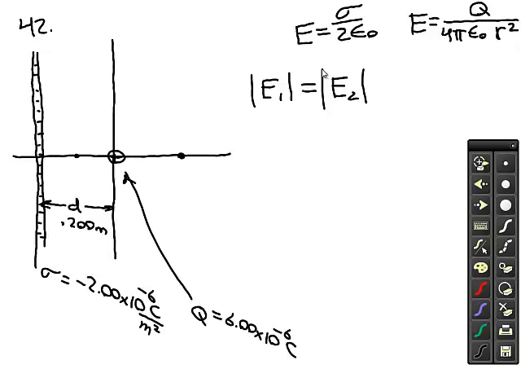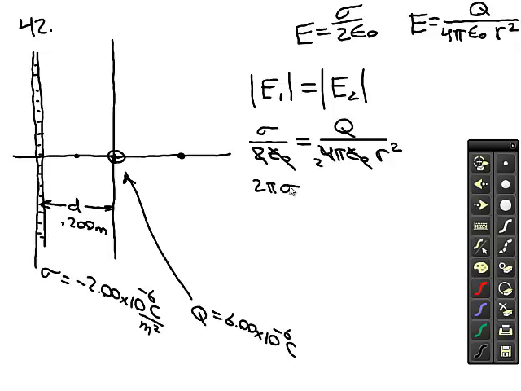Okay. So I'm going to say sigma over 2 epsilon naught has to equal Q over 4 pi epsilon naught R squared. And I'd really like to know what R is. Where's this going to happen? So, Y and Y. So I'm looking at 2 pi epsilon, or sorry, 2 pi sigma divided by Q equals R squared. Double check my algebra there, because I might be losing something. I guess not. I just had a weird feeling I was losing something.